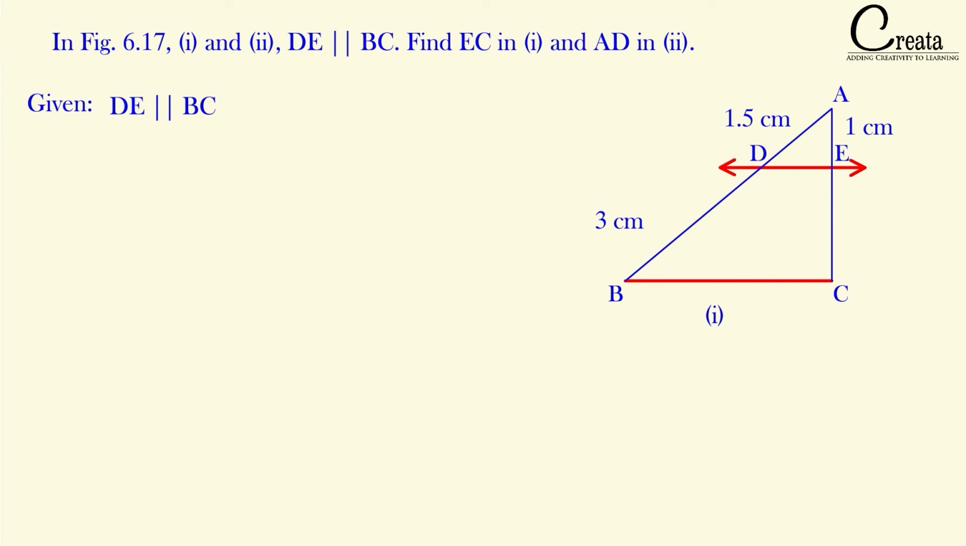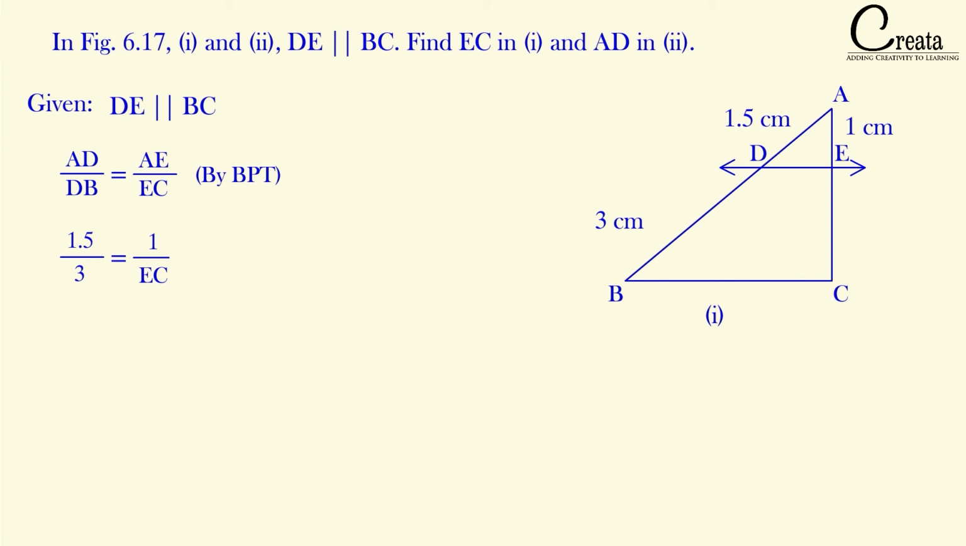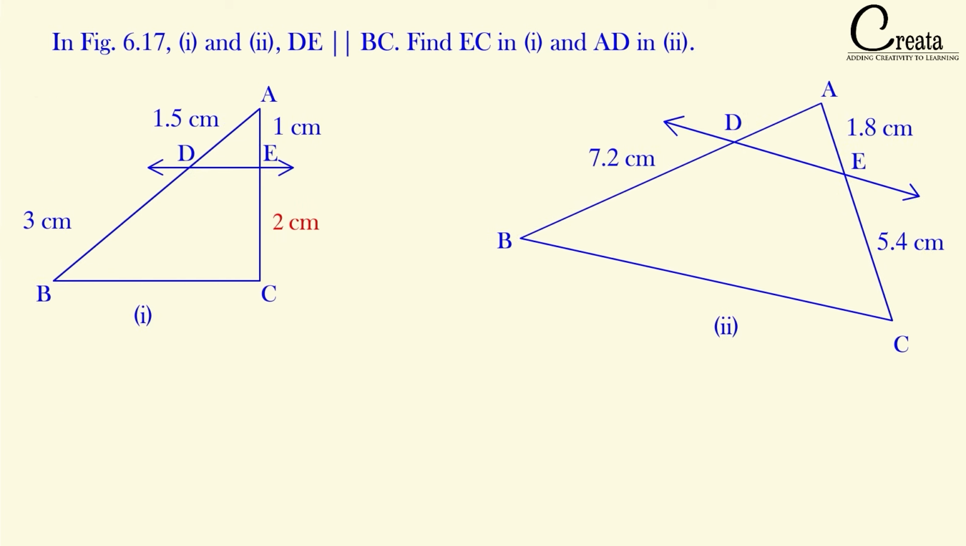In the BPT theorem, if these two lines are parallel to each other, then the ratio AD upon DB will be equal to the ratio AE upon EC. So we got AD upon DB is equal to AE upon EC. In the figure, AD is given as 1.5 cm, DB is given as 3 cm, AE is given as 1 cm, and we have to find the missing dimension EC. We can simply put the value in the equation. We got 1.5 upon 3 is equal to 1 upon EC. On solving, we got the value of EC as 2 cm. We got the part 1.